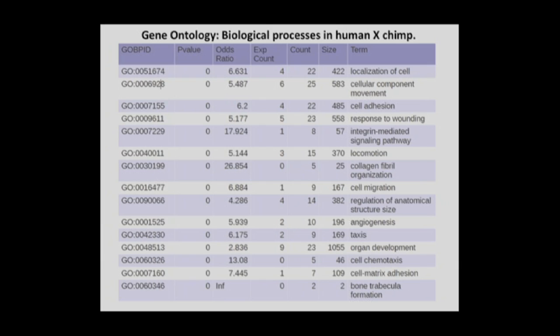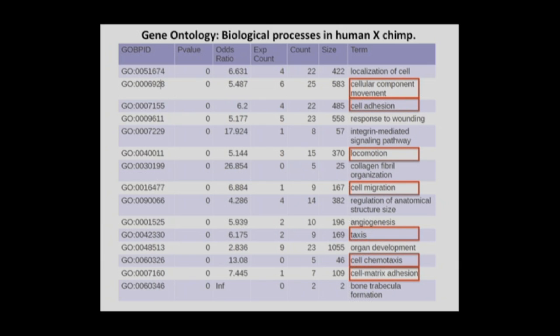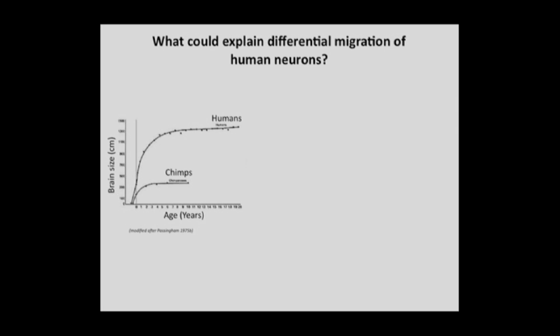Something that calls our attention is that we start getting lots of biological processes related to cell adhesion, locomotion, and cell-cell interaction. This points to the idea that there is probably something regarding neuronal migration that may be different between humans and chimps. So we are looking into that. But would that make sense? Would it be a reasonable phenotype to look for? So I think it is.